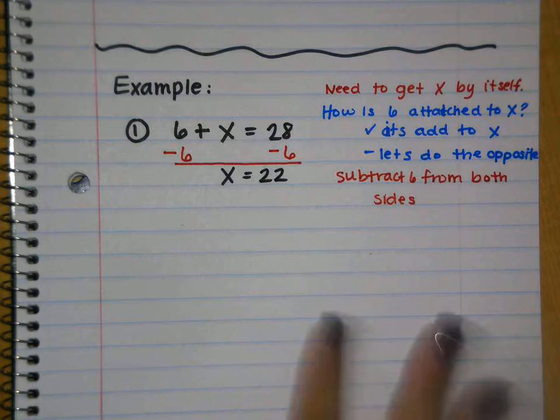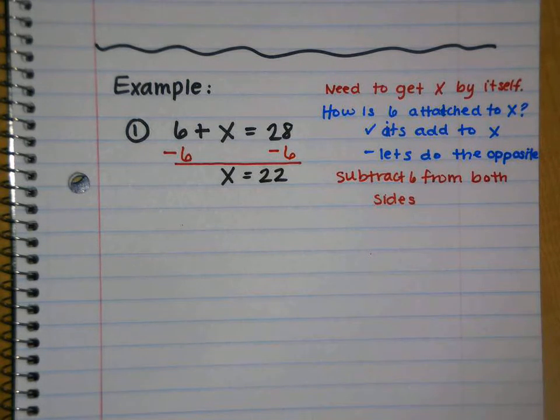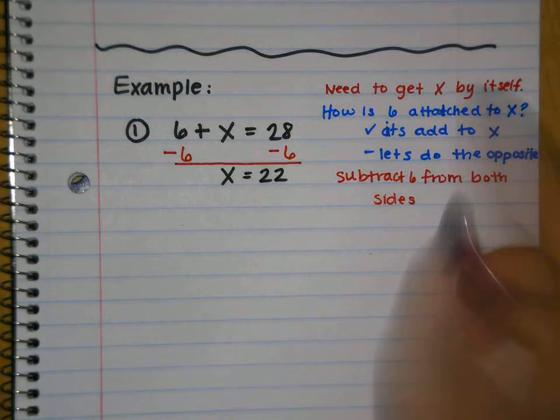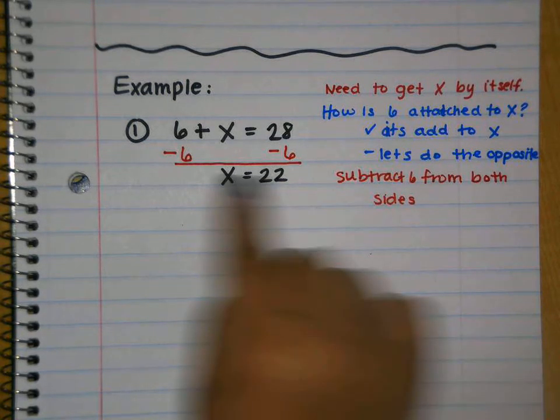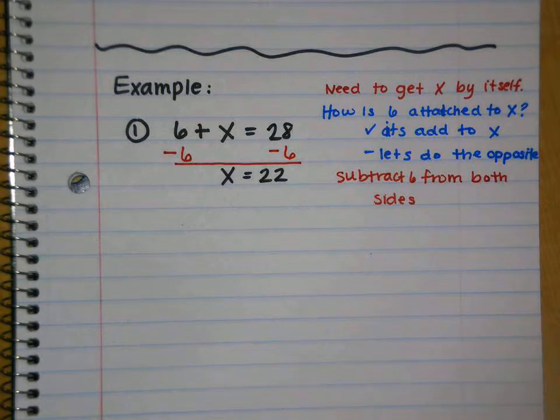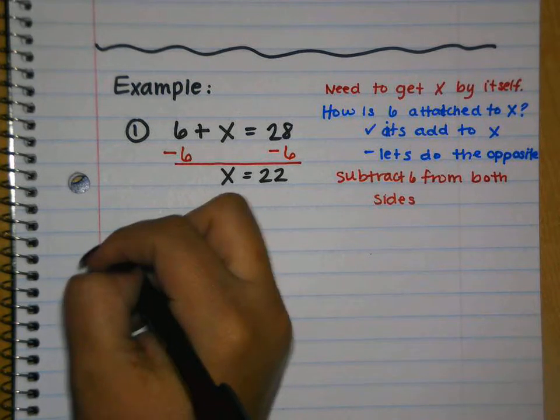Okay, so those are the steps we're going to do. We're going to figure out what variable needs to be isolated or put by itself. We're going to figure out how the other stuff is attached to the x, and we're going to do the exact opposite of that on both sides of the equation to make it work well. So let's try another one.